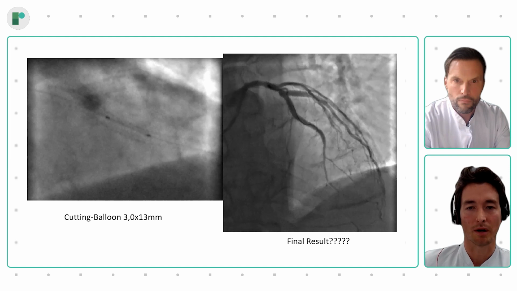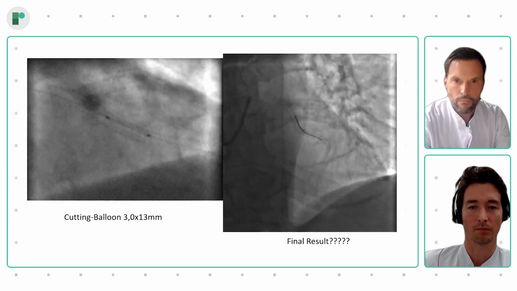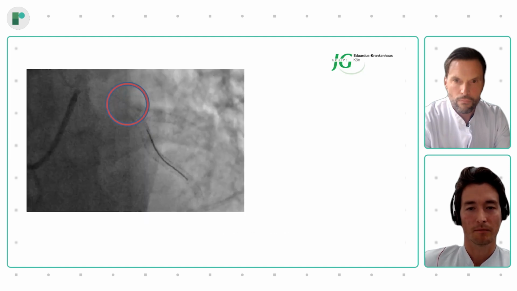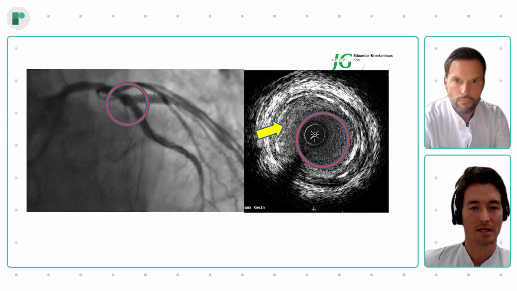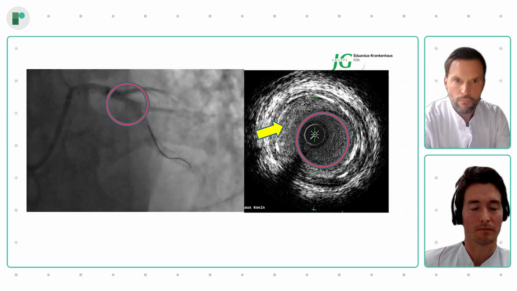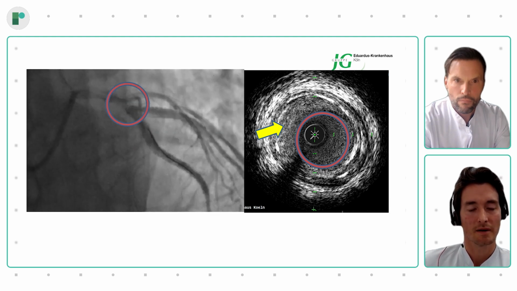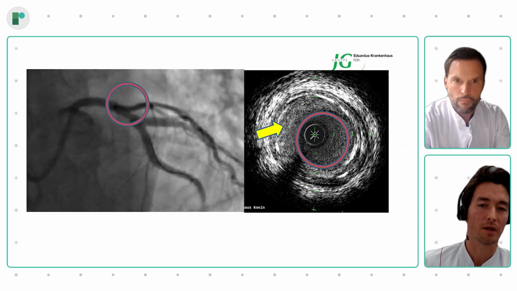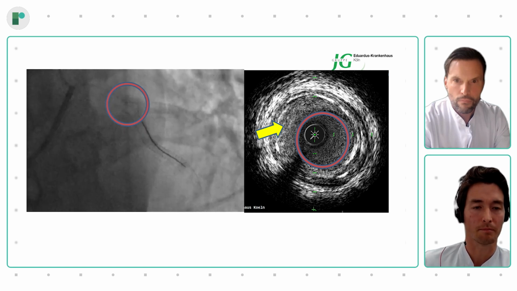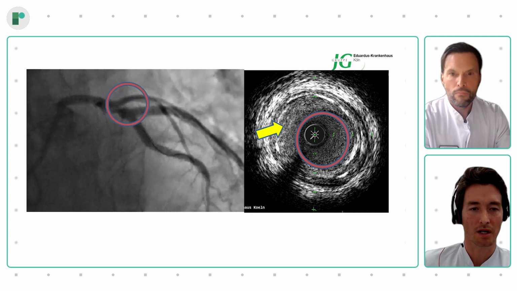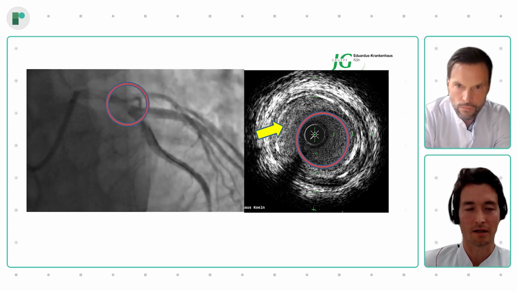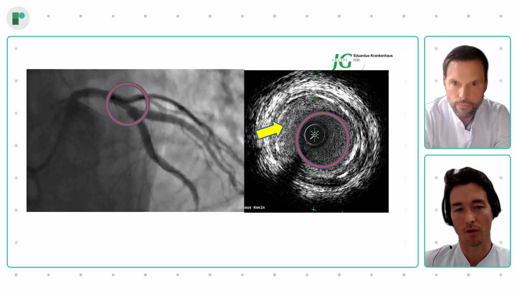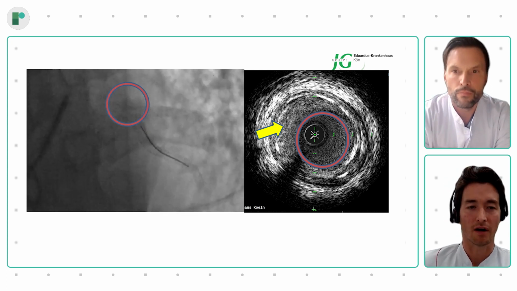Because in the proximal part, proximal to the diagonal branch, which we angiographically underestimated, you can clearly see that there is an intermediate stenosis of the proximal LAD, also caused by neo-intimal hyperplasia. And would you treat this or not? That was the question. Should we perform additional FFR?